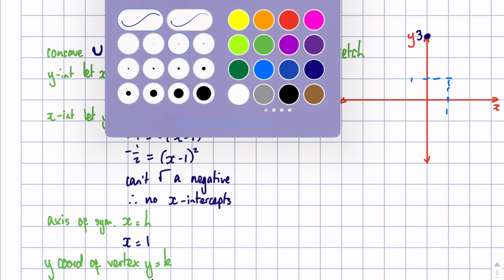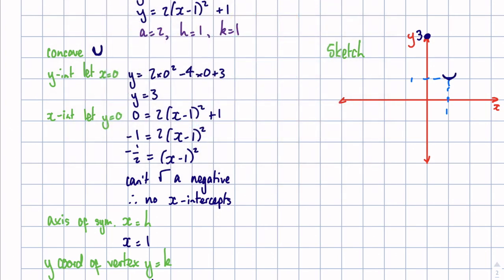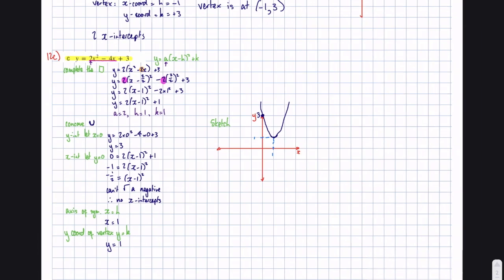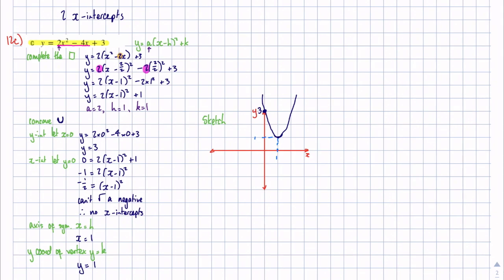So we know it's a smiley face and we know it's going to turn around here, so it's going to go up like that, and it's going to be exactly symmetrical, but I can't draw. That's it. Let's do another one.